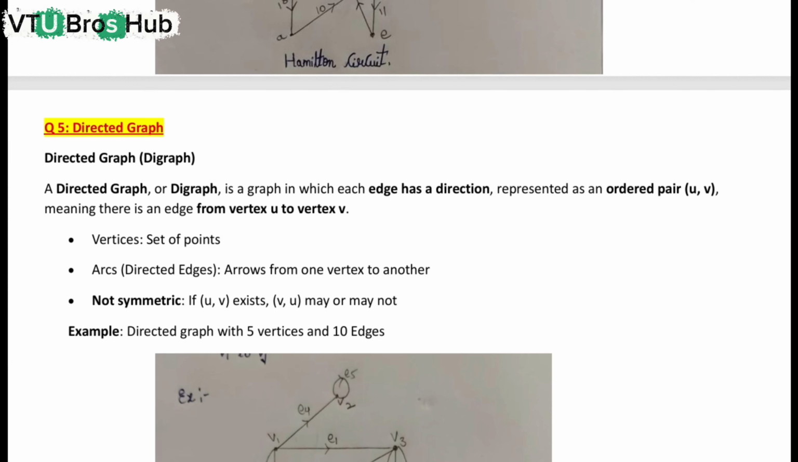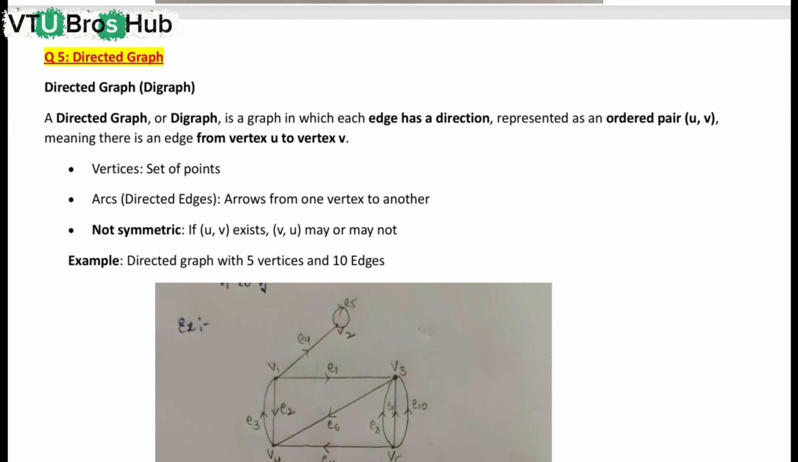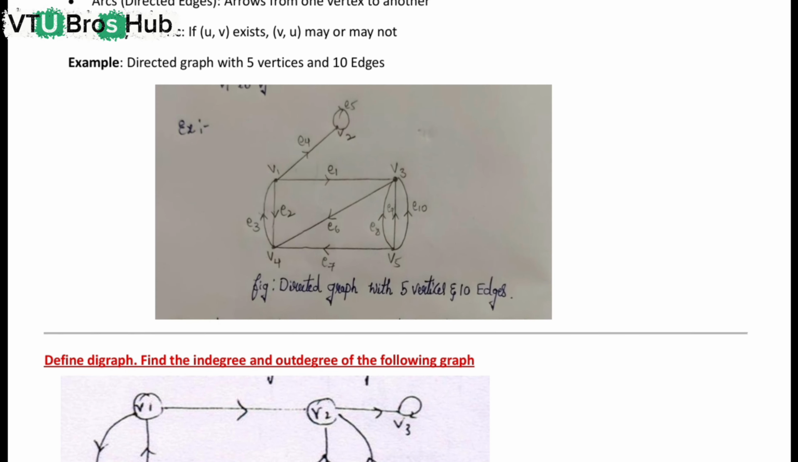Vertices are the points or nodes. Directed edges, also called arcs, are arrows from one vertex to another. If the edge from U to V exists, the edge from V to U may or may not exist. So a digraph is not symmetric. Observe the example graph shown. It contains 5 vertices and 10 directed edges. Each arrow shows the direction of the edge, in degree and out degree.